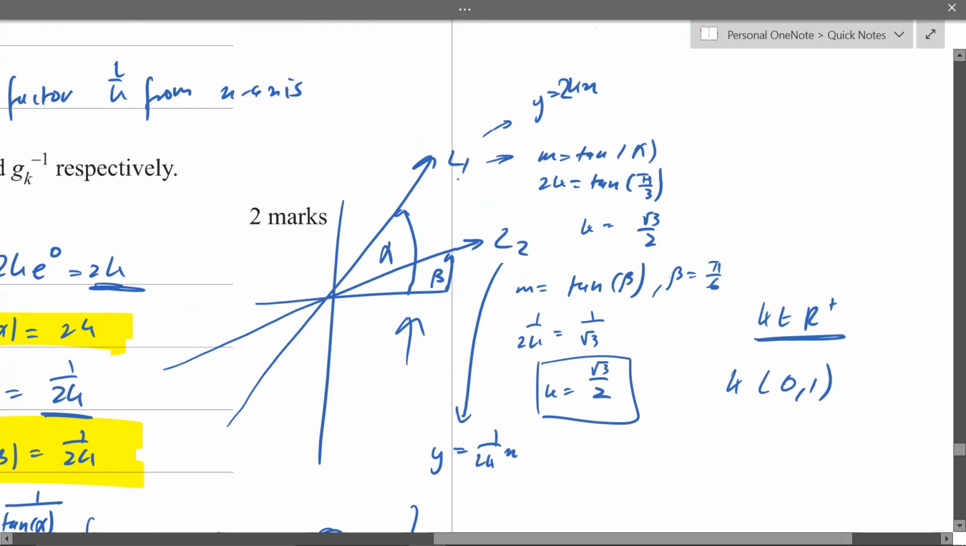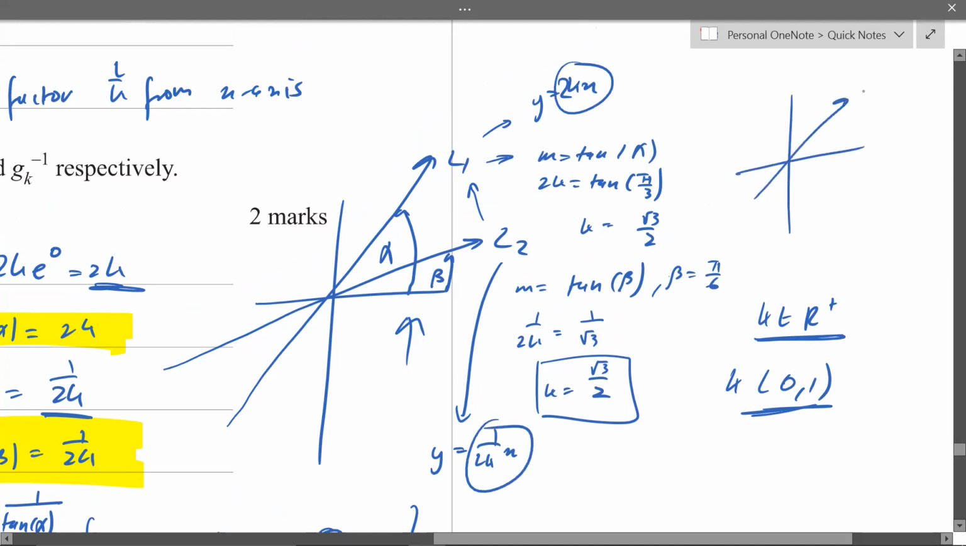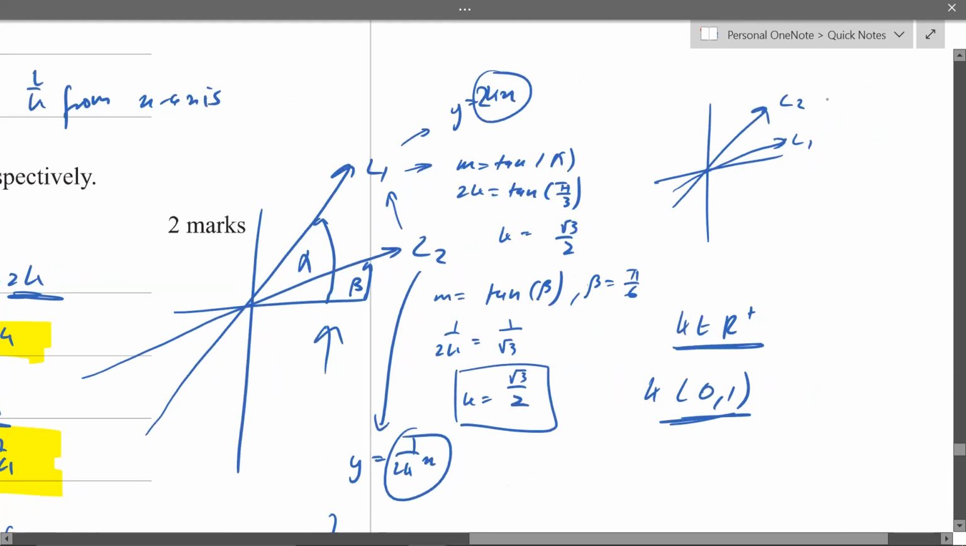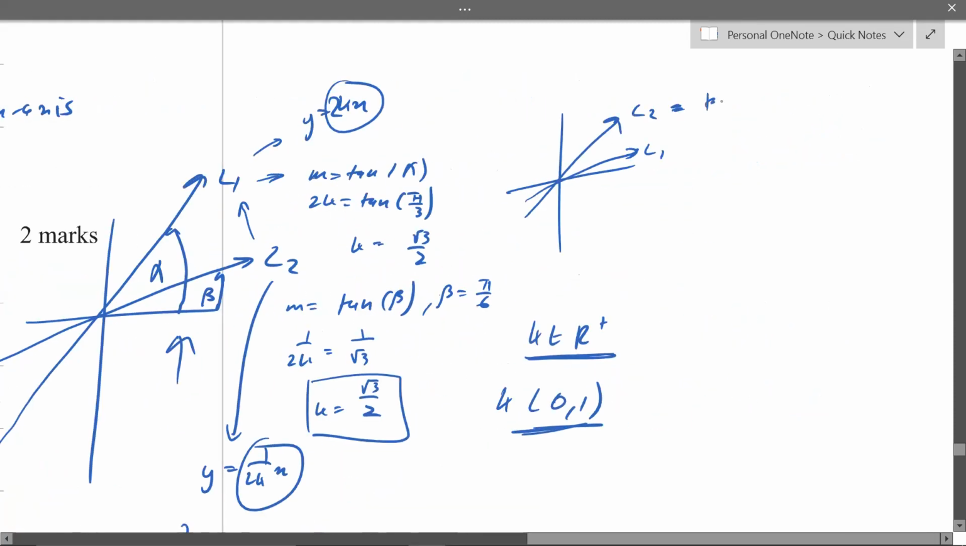So that's why I assumed L1 was on top of L2, because if k is like 3, then the gradient would be higher. So the graph would be more steep. So L1 would be on top of L2. But we have to consider what happens if k is less than 1, in which case this gradient will be less than this gradient. So that means L2 would be greater than L1. So if that happens, then L2 is the one with the gradient of tan pi on 3. So then 1 on 2k equals root 3. K is 2 on root 3, which is 2 root 3 on 3, sorry.